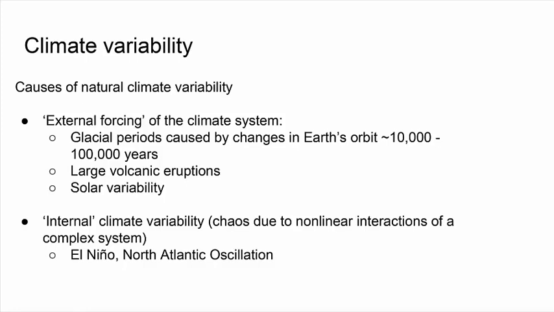The second source of climate variability is internal. You can think of the others as external: if these didn't happen, the climate system wouldn't change. But because of internal climate variability, even without these, you get nonlinear interactions in a complex system. I'll talk more about ENSO, or El Nino Southern Oscillation. There's also another mode called the NAO, the North Atlantic Oscillation. These are just intrinsic internal variability in the climate system.